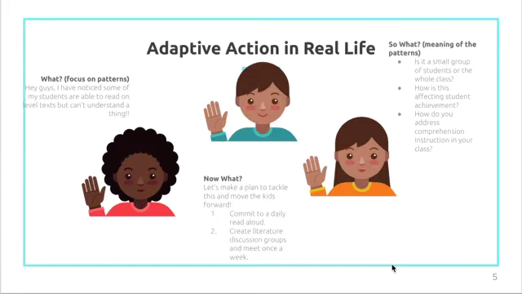In the now what step, they are going to make an action plan, and this action plan has to be founded on current research. Together, they have decided that it would be good for her to commit to a daily read aloud and to create literature discussion groups to meet once a week to address these issues in her classroom.